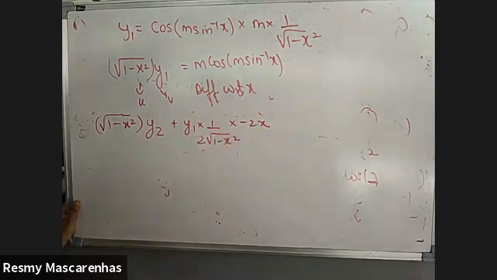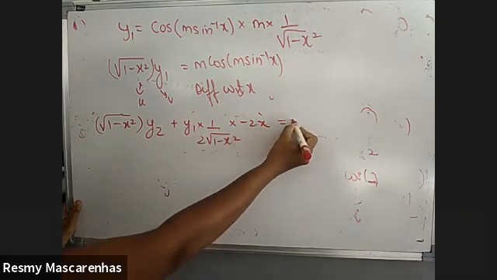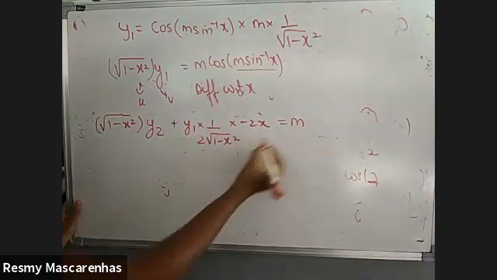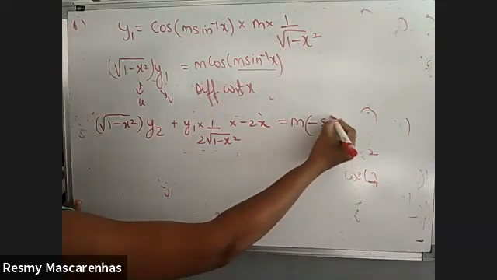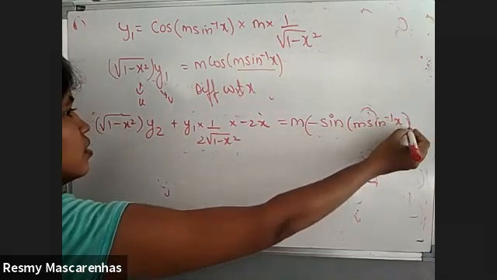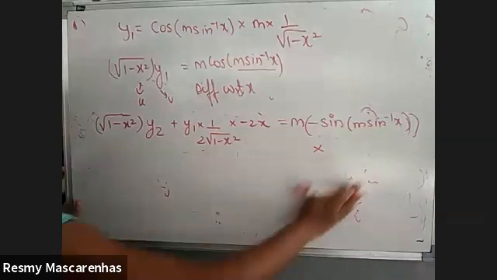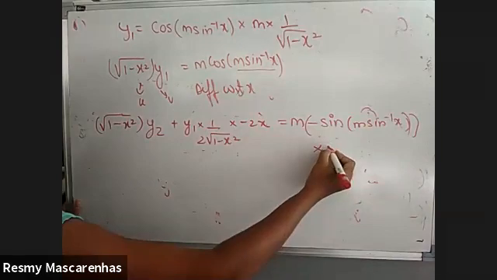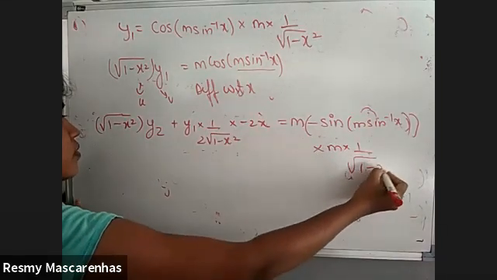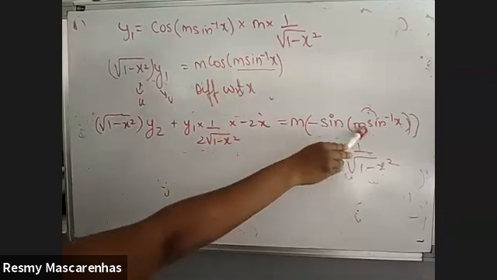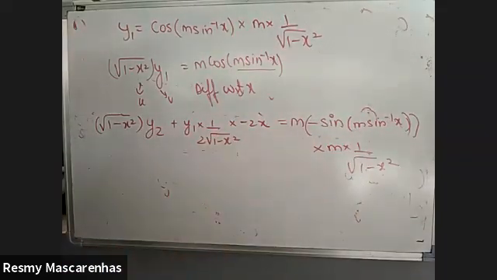Minus x square, that will be minus 2x, is equal to, m is a coefficient so you don't have to worry. Now it is cos of something. So cos of something is what? Minus sine of that, into derivative of again m sine inverse of x. The derivative of cos is minus sine of that, into extra derivative of what is inside the bracket.